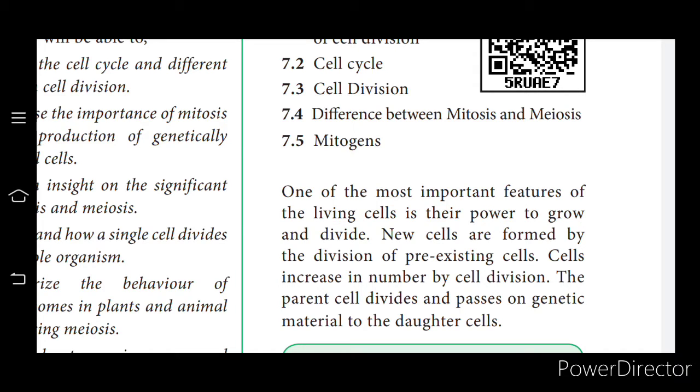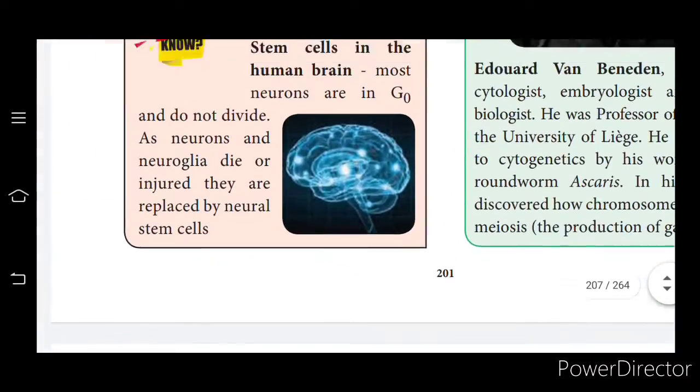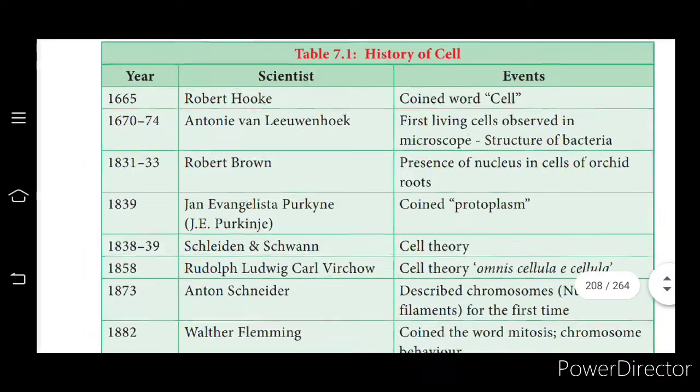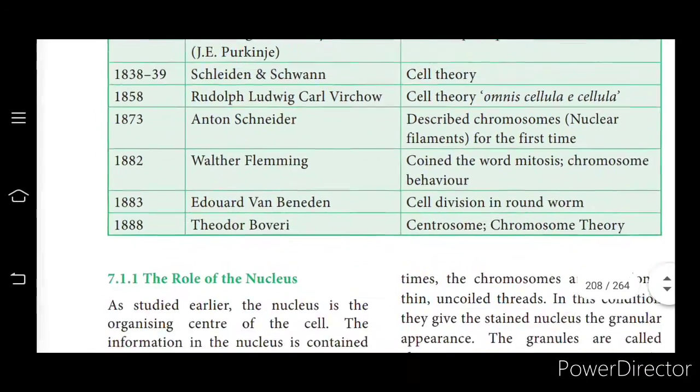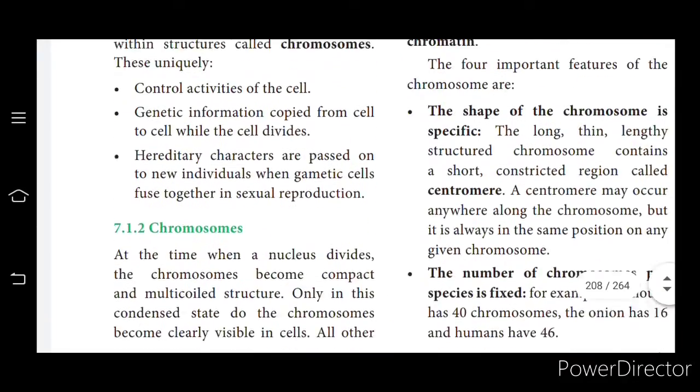Okay. So to start with, the most important feature of the living cell is the power to grow and divide. If a cell is growing and dividing only, it can sustain on earth. Otherwise, it will not be available on the earth itself. So growth and division is the most important characteristic feature of an organism. The cell can be formed only from a pre-existing cell. You can see the history of the cell, who coined the term and who has given the name, is given there. Just go through that.